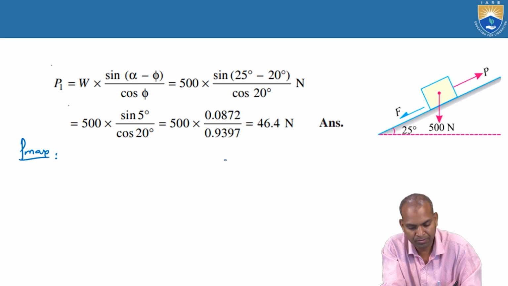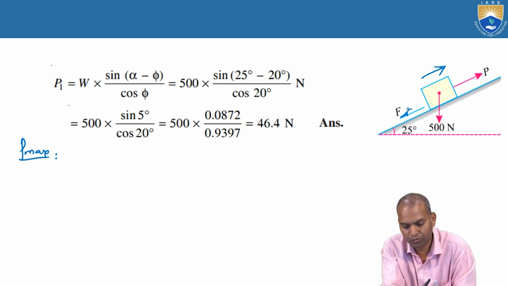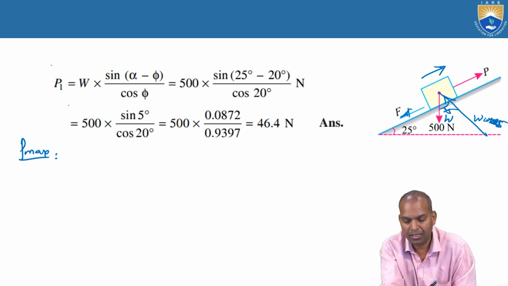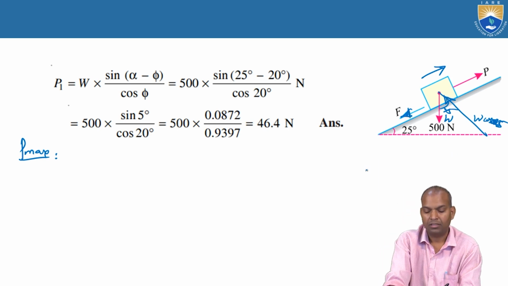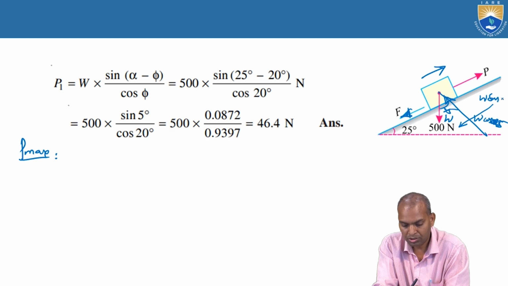How does P maximum come? Again, the body is moving upwards, the friction force is downwards, there is the weight W, and the normal reaction is normal to the body. Now what about here? Alpha is 25 degrees, that is W cos 25, and parallel to that, this is W cos 25. And next, what about perpendicular? Yes, W sin 25.